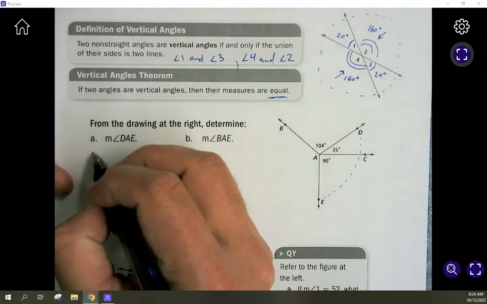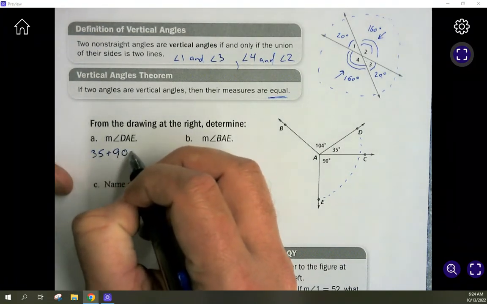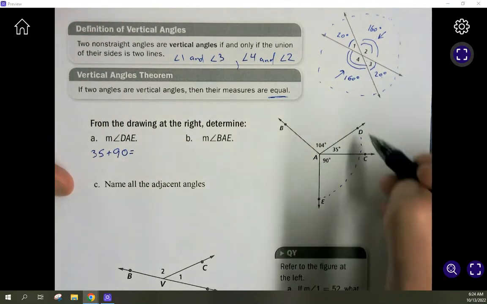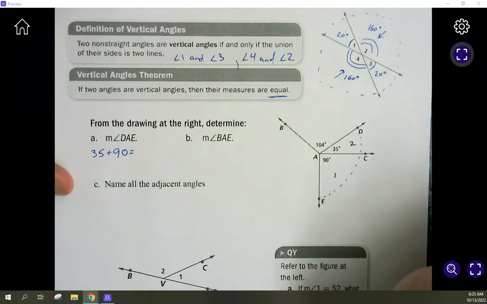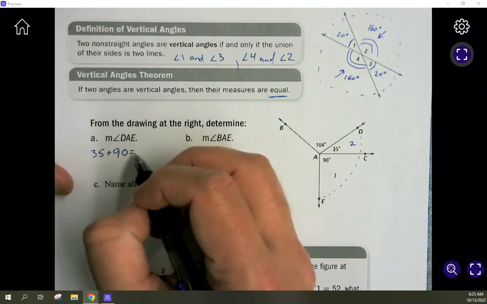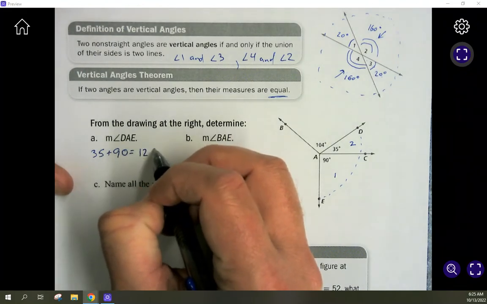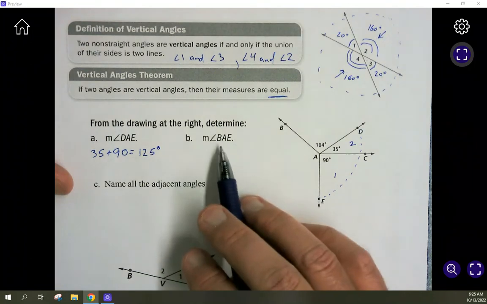So we know that 35 plus 90 is going to give me this measurement here. This angle plus this angle has to equal the whole thing. So when I add those together, that is 125 degrees. What about the measure of BAE?